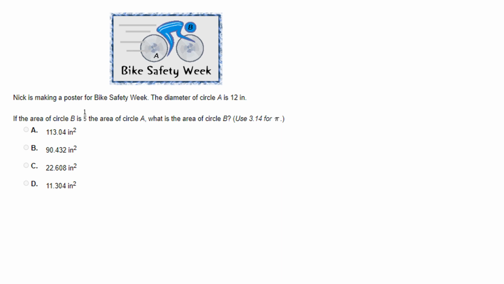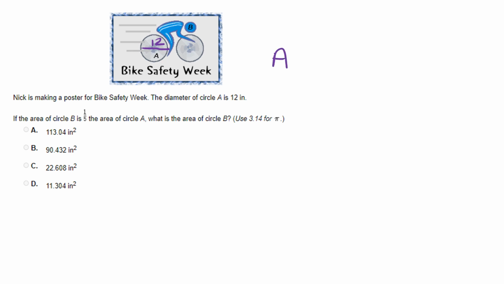Nick is making a poster for Bike Safety Week. The diameter of circle A is 12 inches. If the area of circle B is 1/5 the area of circle A, what is the area of circle B? So I know that the diameter of circle A, which means all the way across here, is 12. Okay, so I label that.